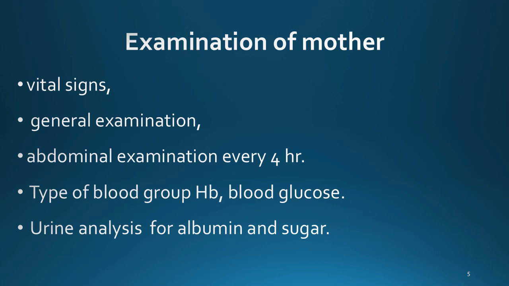Next, biochemical and blood investigations such as blood group and Rh, hemoglobin, and blood glucose level. These are the fundamental investigations to identify problems of anemia or diabetes complicating pregnancy, and Rh incompatibility problems. A urine analysis test can indicate pregnancy induced hypertension with albuminuria, or gestational diabetes mellitus.